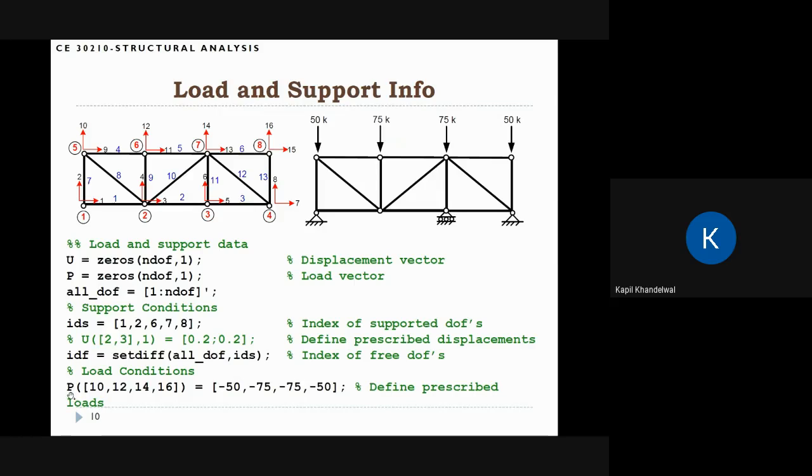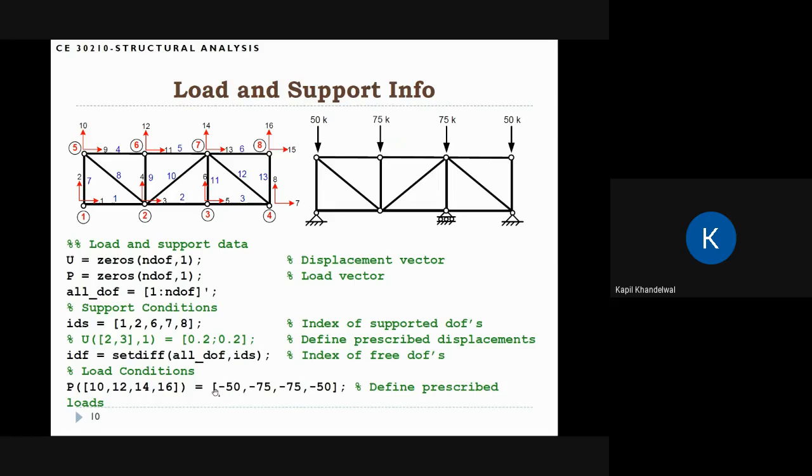And next, we are defining the load conditions here. So loads are applied as shown in this figure here. So there is a load at 5, 6, 7, and 8 nodes. So these are the 4 nodes where the loads are applied. And so you can see very carefully that loads are applied in the 10th, 12th, 14th, and 16th degrees of freedom. So I'm writing here P, so I'm just changing the P values at 10, 12, 14, and 16 degrees of freedom. So this is changed to minus 50, minus 75, minus 75, minus 50.